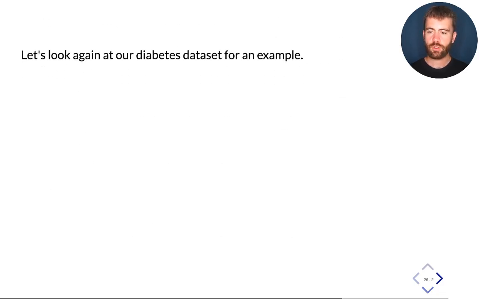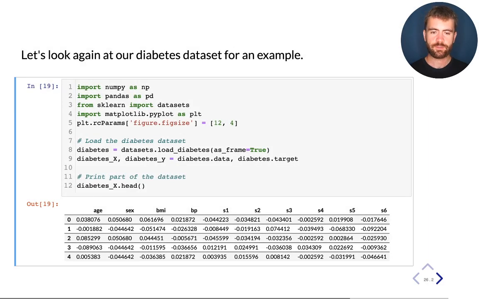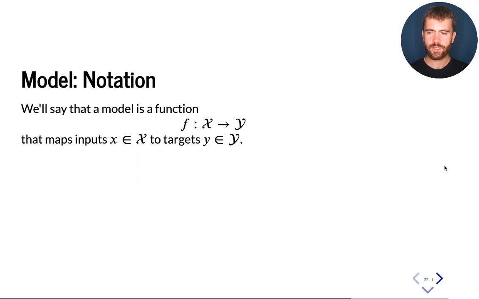But before we go further, let's again look at an example from our diabetes data set. Here we're going to load this data set again as we did earlier, and here I am printing the main data frame that contains the input features of this data set. We will use this as a running example in this video.